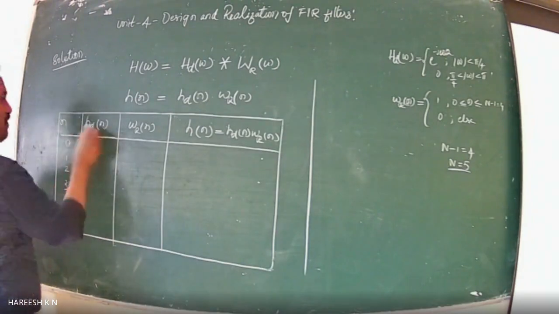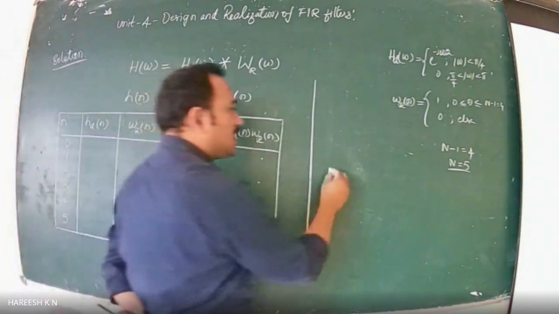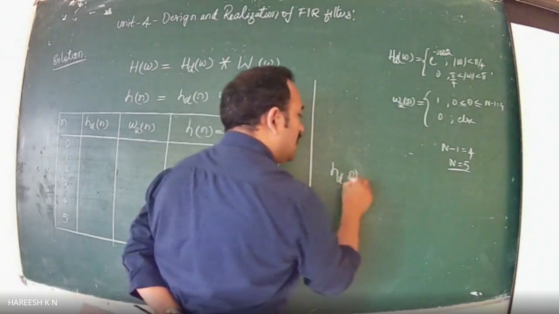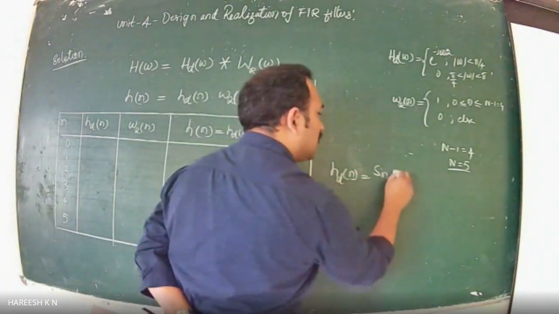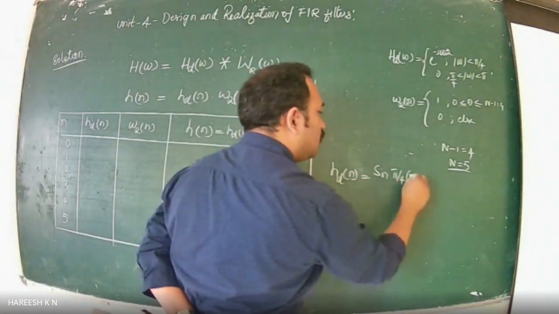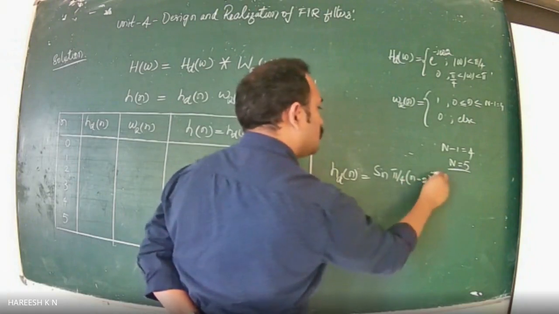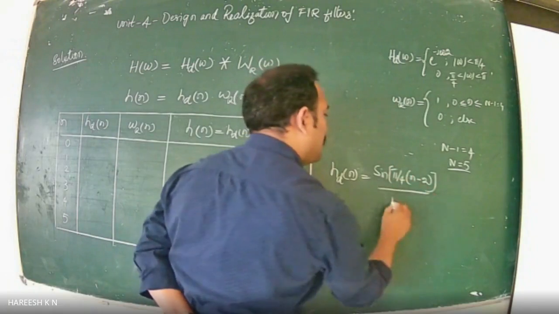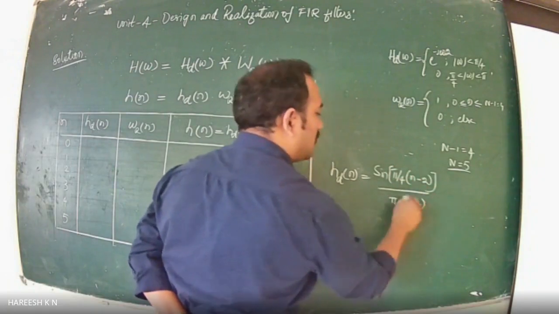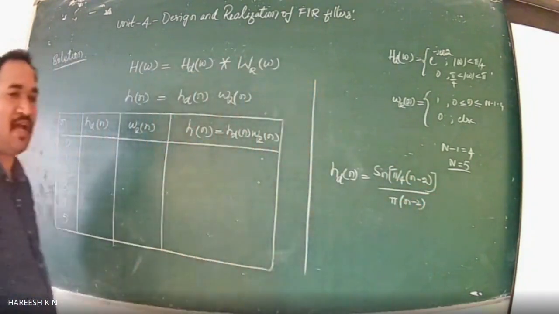What is hd of n? Now, we have obtained the expression for hd of n as sine pi by 4 into n minus 2 divided by pi into n minus 2, correct? This is the expression for hd of n that we have got.